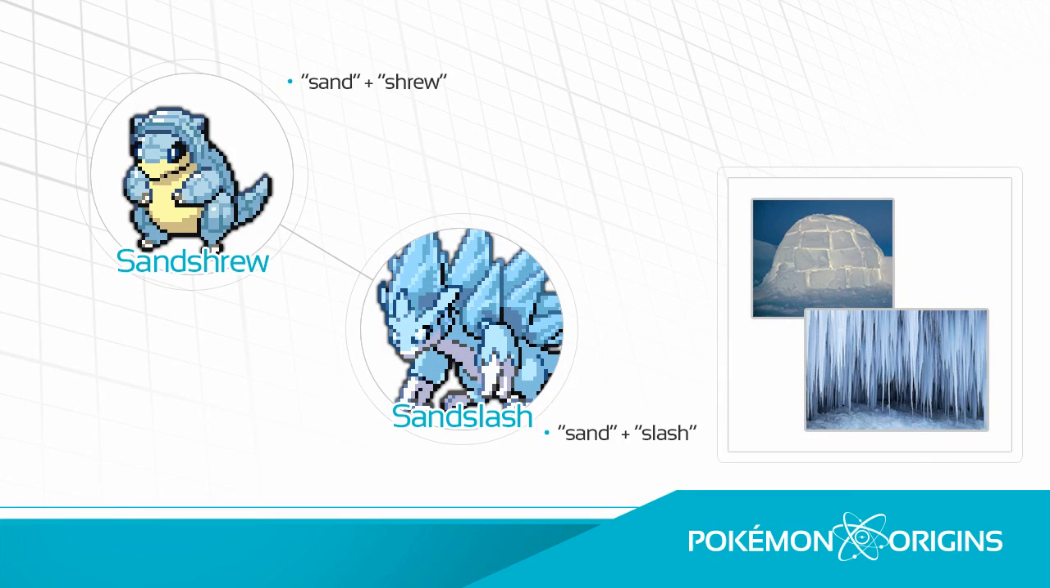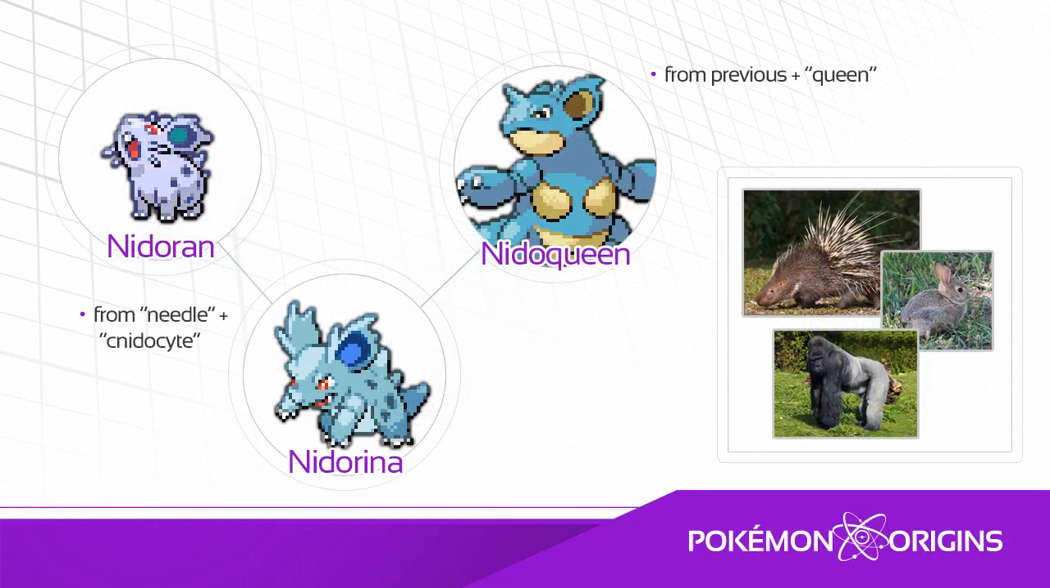Next up, we have some more poison types with Nidoran, Nidorina, and Nidoqueen. Nidoran and Nidorina's names are obviously very similar, so they come from basically the same thing, which is needle, so the Nido, as well as possibly cnidocyte, which is a cell responsible for stings in some different animals, probably jellyfish. So it's Nido there, as well as needle incorporated, and then Nidoqueen is from the same ones before, but incorporating Queen as well.